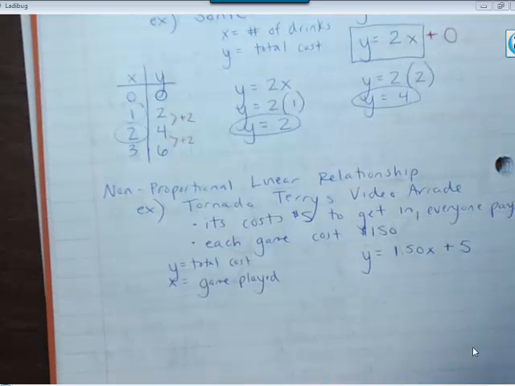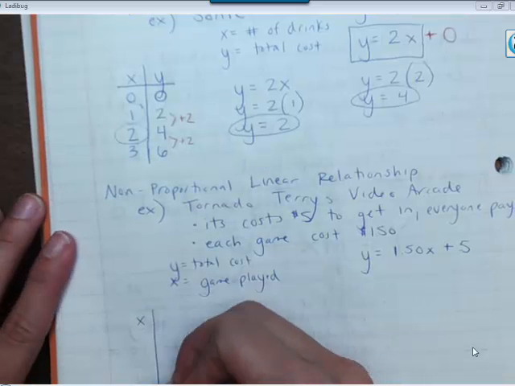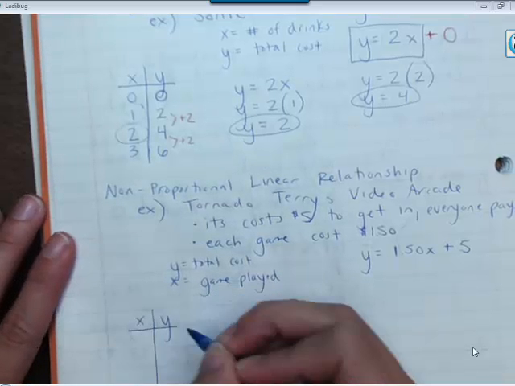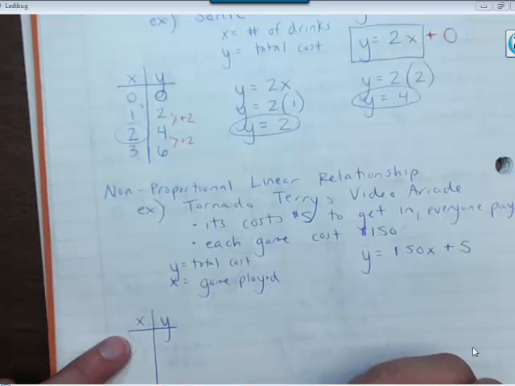So using my equation, I need to fill out an XY table. So here's my XY table. X is always on the left, Y is on the right. What does my X represent here again? It's going to represent my number of games.